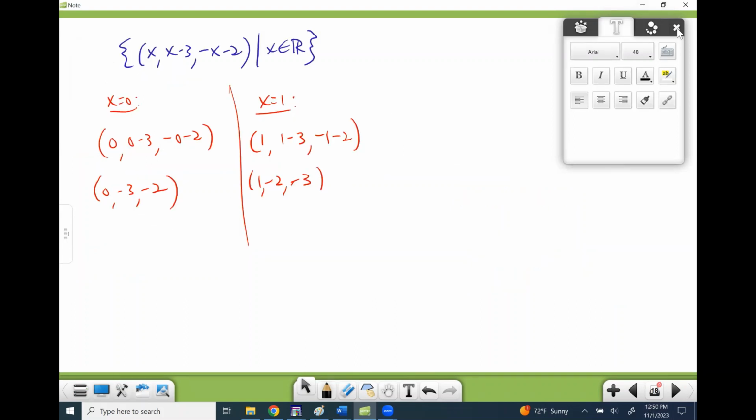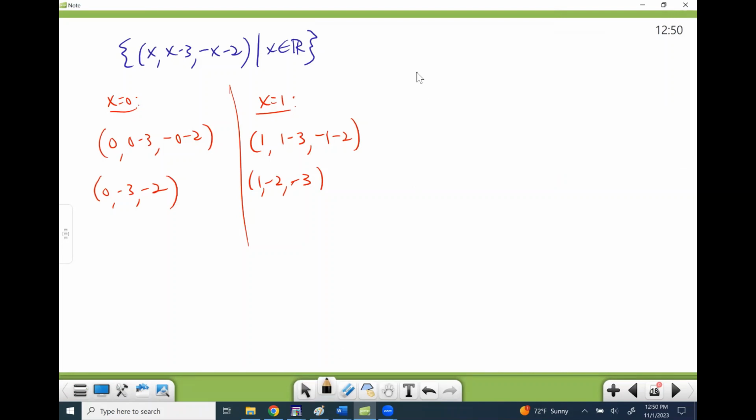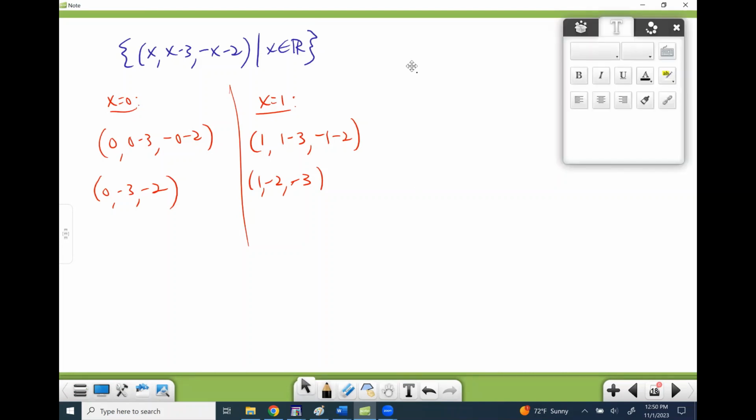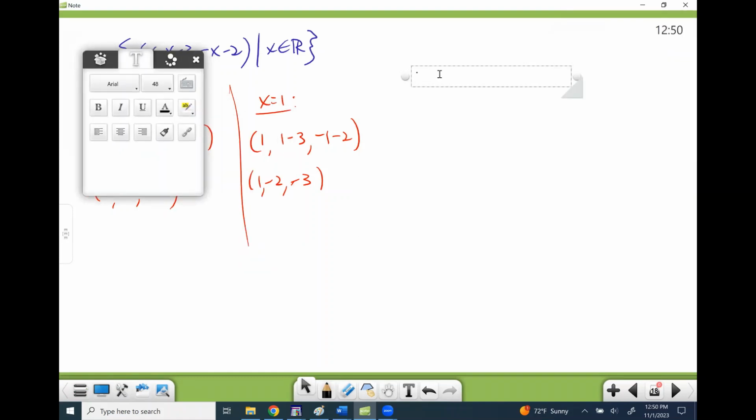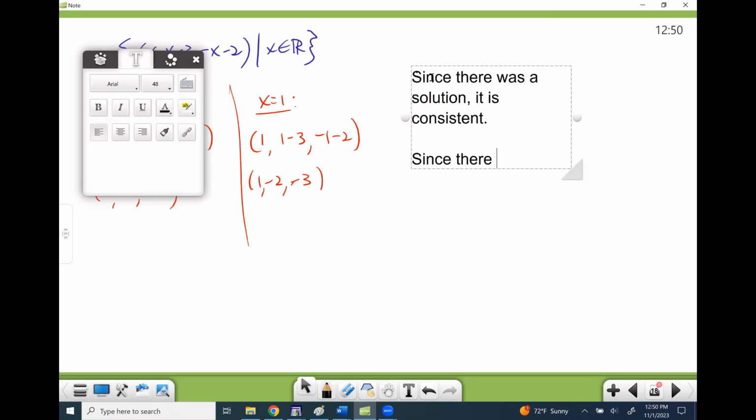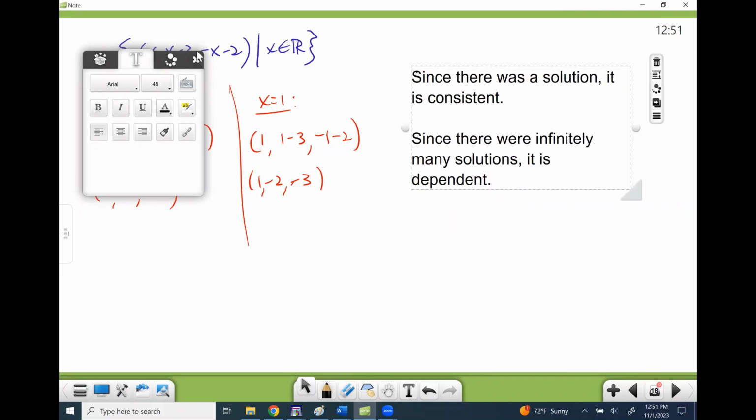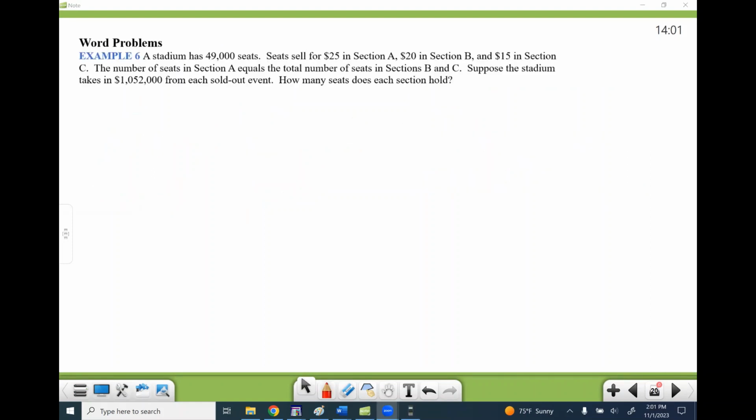Okay. All right, so then for the last one, we never labeled it, right? So let's go in and label that. So for this one, it had infinitely many. So let me get this out of the way really quickly. All right, so since there was a solution, it is consistent. Since there were infinitely many solutions, it is dependent. Well, we can practice those and just reiterate why. Hopefully it just gets into that long-term memory, you guys. Okay. All right, example 6.